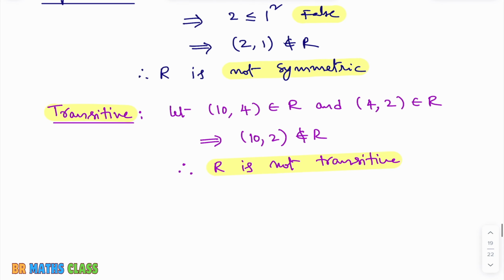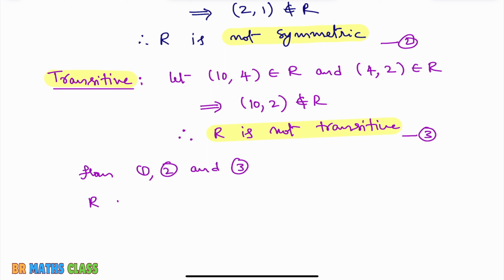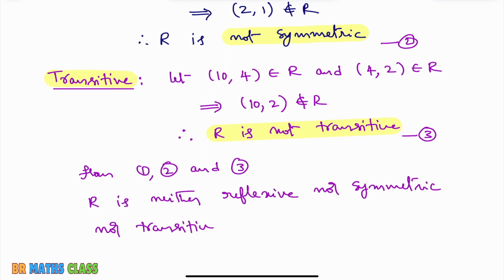I'll name these. This is 1, not reflexive. This is 2, not symmetric. This is 3, not transitive. From 1 to 3, I can say that R is neither reflexive, nor symmetric, nor transitive. I hope you understand this solution.